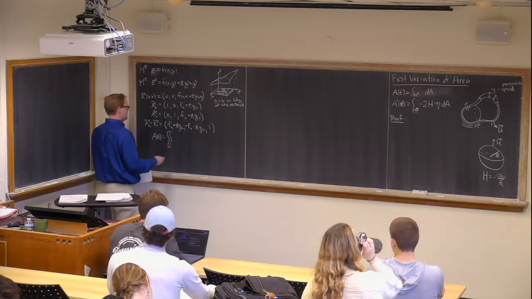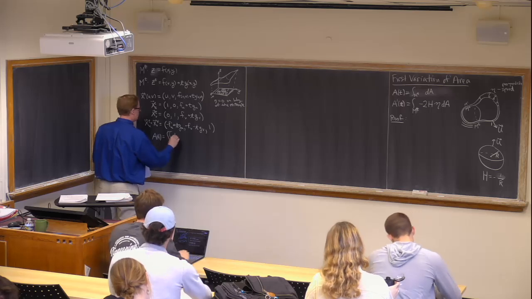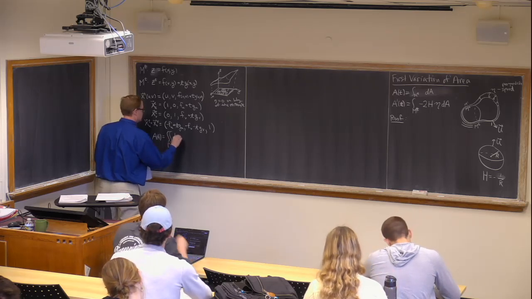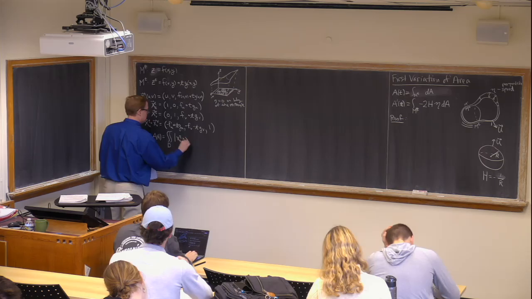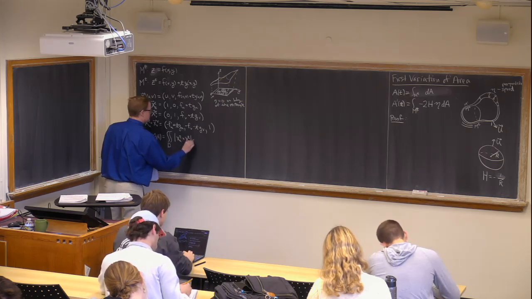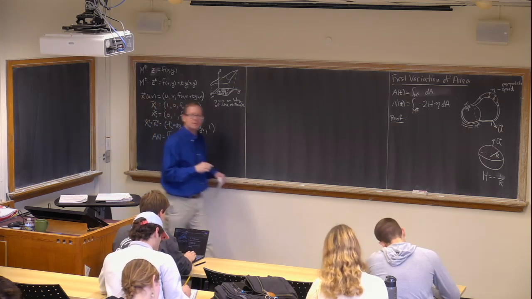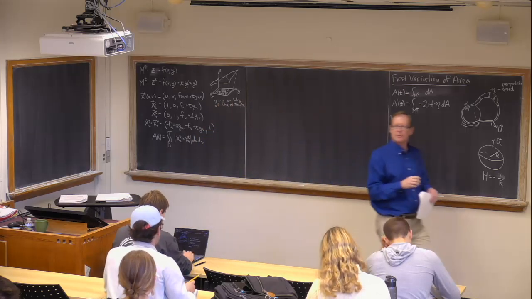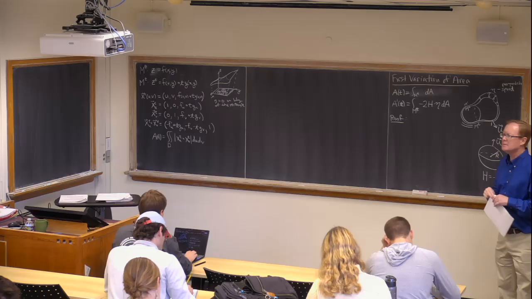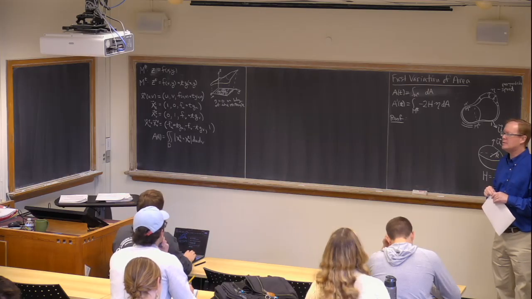And then what you take the integral of is the length of x_u cross product x_v, and then du dv. Now, I don't know if you remember this formula from multivariable calculus. You guys recognize it? That's actually how you computed areas.